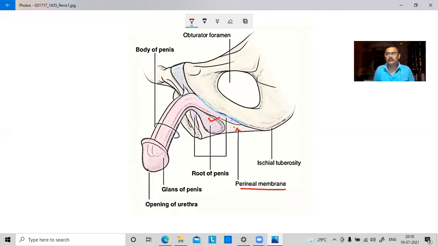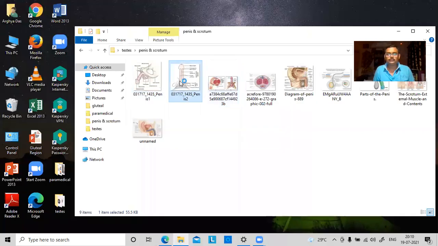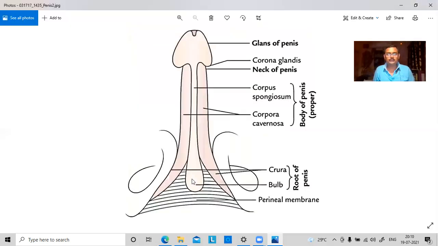In the next diagram, I will show you the attachment of the crus penis and the bulb of the penis. Here in this diagram, you can see that the crus penis is attached on the inferior ischiopubic ramus and the bulb of the penis on the perineal membrane, forming the root of the penis. Now, the bulb of the penis continues as the corpus spongiosum, and it will end distally, forming the glans penis. Now, the crus penis continues as the corpora cavernosa and ends at the neck of the penis.